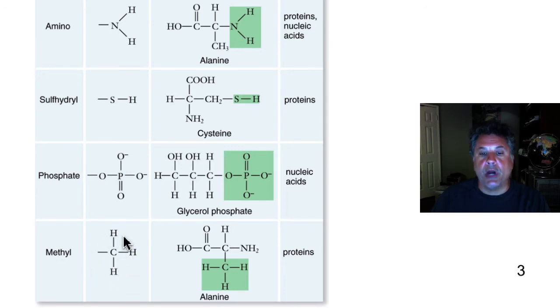Here's the methyl group. Methyl group is a pure hydrocarbon: carbon attached to 3 H's, and let's say it was attached to another carbon over here. In the amino acid alanine, we find that methyl group, and we find the methyl group in proteins. The methyl group is very nonpolar and therefore water-hating, or hydrophobic. It doesn't mix well with water, whereas phosphates love water because they are very polar due to these negative charges.